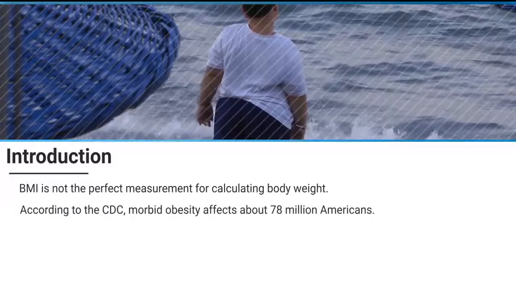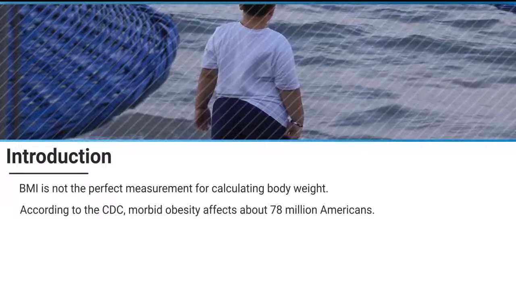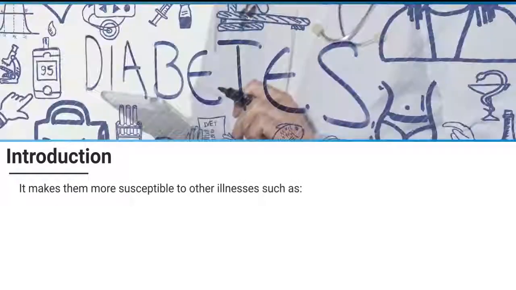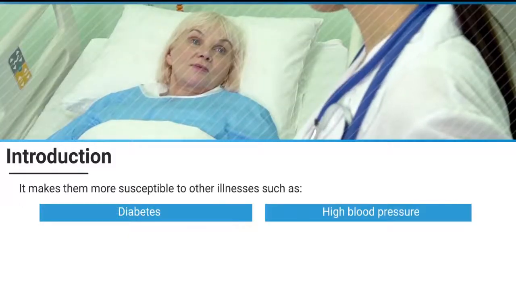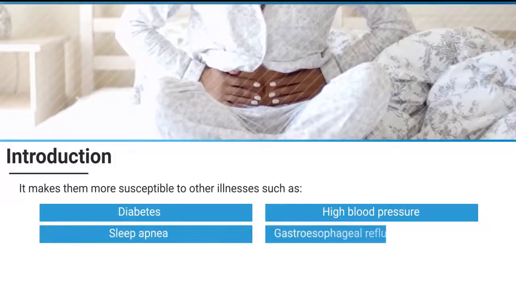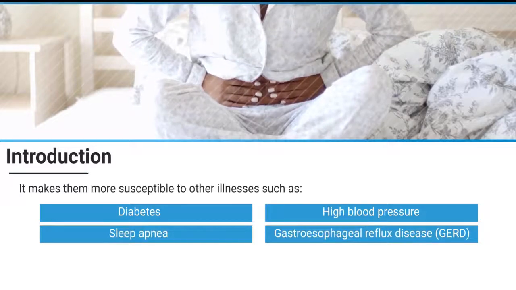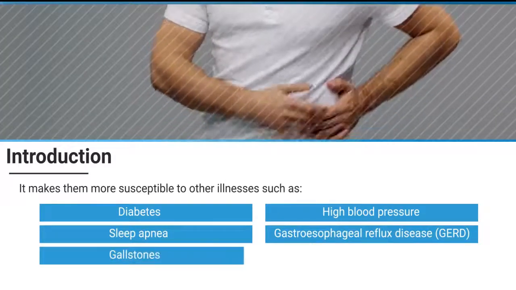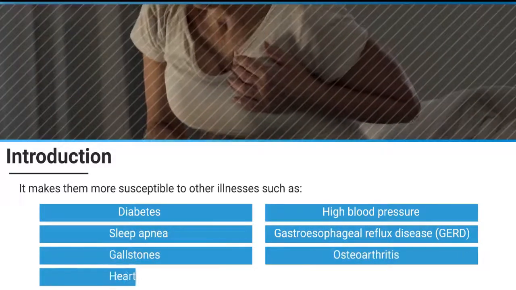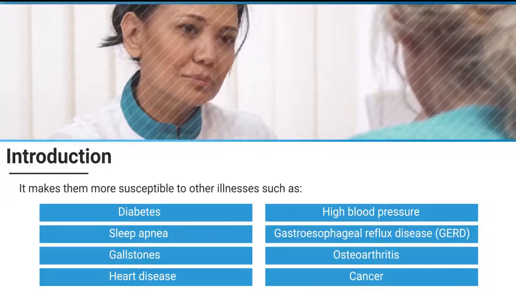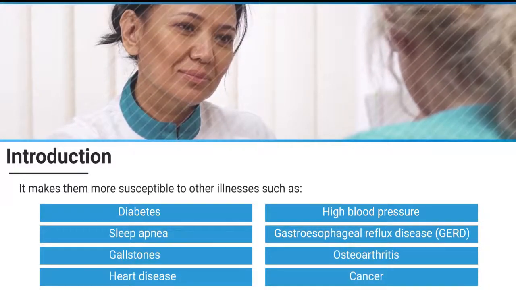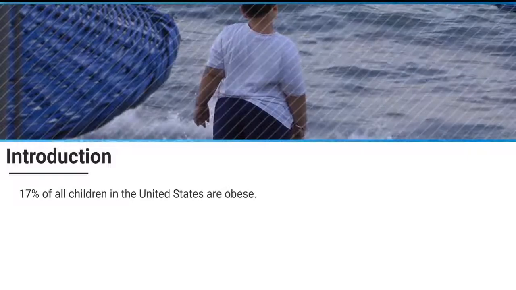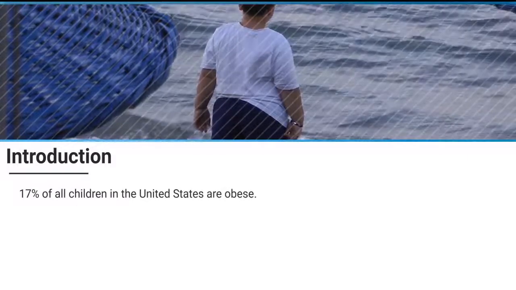According to the CDC, morbid obesity affects about 78 million Americans, making them more susceptible to other illnesses such as diabetes, high blood pressure, sleep apnea, gastroesophageal reflux disease (GERD), gallstones, osteoarthritis, heart disease, and cancer. Furthermore, the CDC also estimates that 17% of all children in the United States are obese.